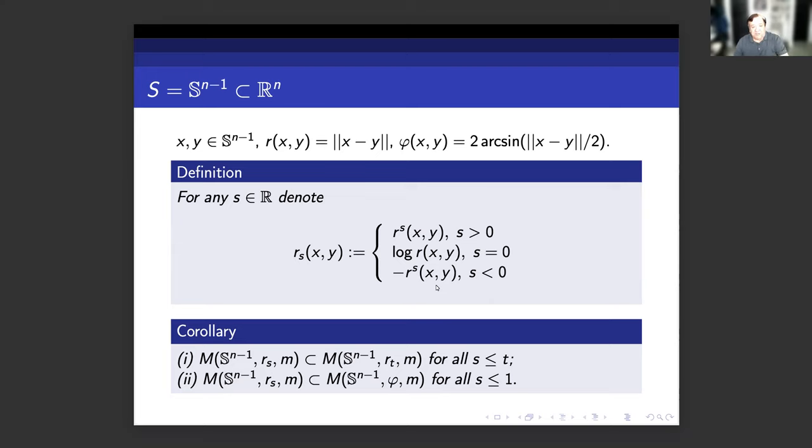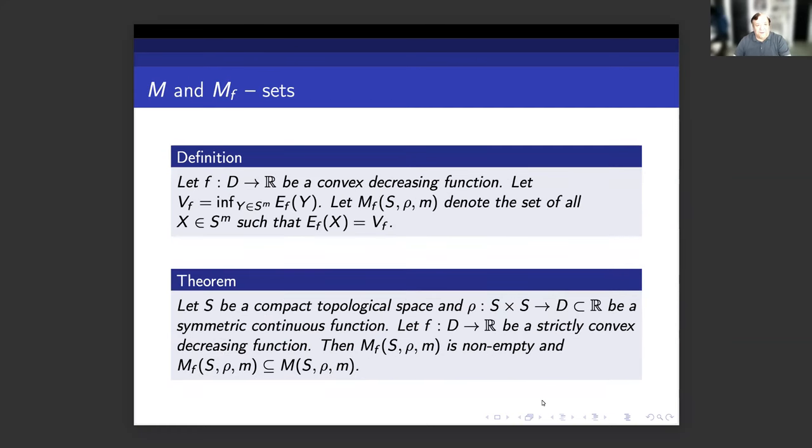And the previous theorems actually imply the following: if S is less than or equal to T, then the set of M sets with respect to RS is also a subset of the M sets with respect to RT. Very interesting about the angular distance: it also follows from convexity. The angular distance also contains all M sets with respect to RS when S is less than or equal to one. Okay, that is the main theorem.